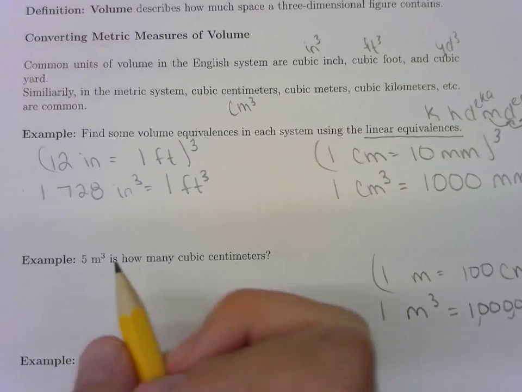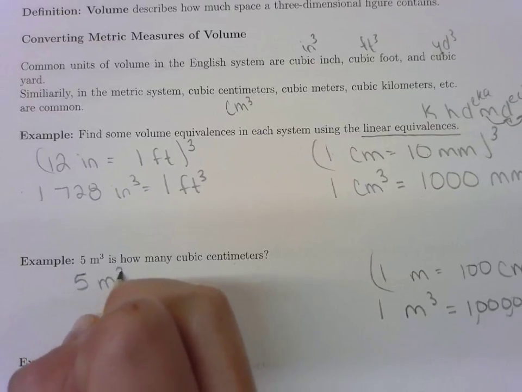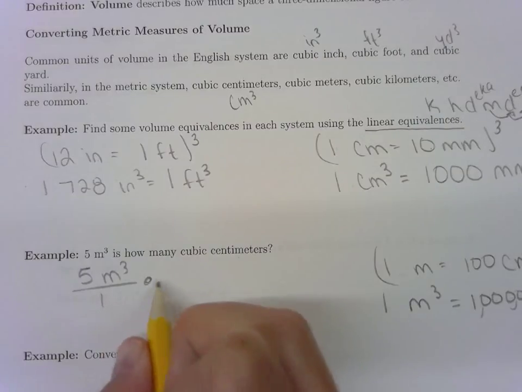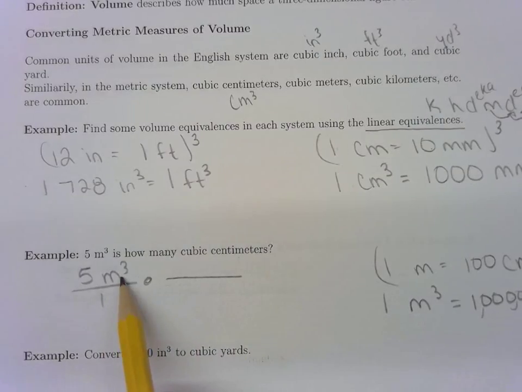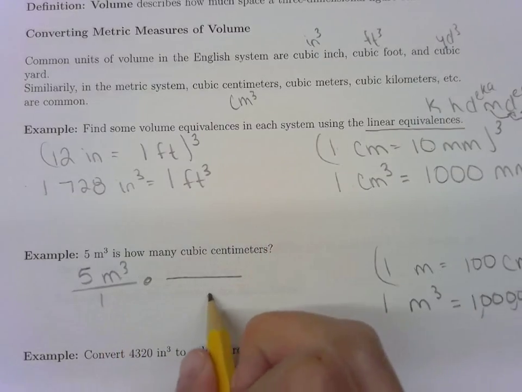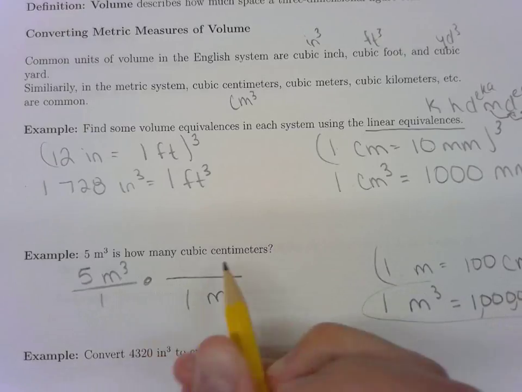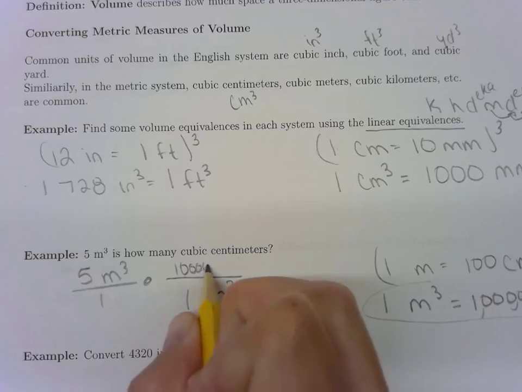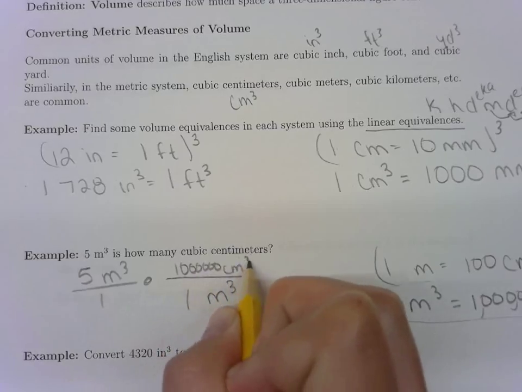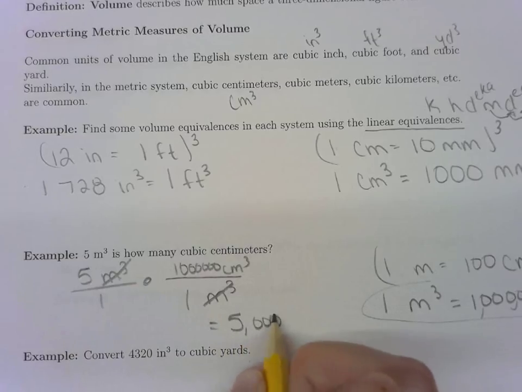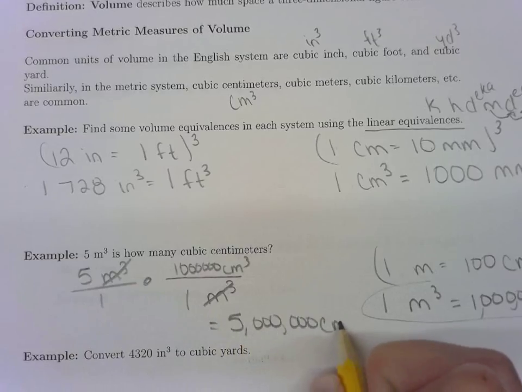Alright, so now let's go to the conversion here. We're going to start with what we have. We're going to use dimensional analysis here. Remember, what we want to go away needs to be opposite, or in this case the bottom. 1 meter cubed is the same as 1,000,000 centimeters cubed. Meters cubed goes away. This would be 5,000,000 centimeters cubed.